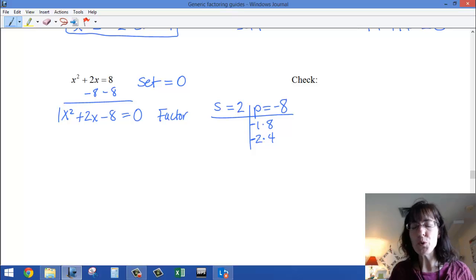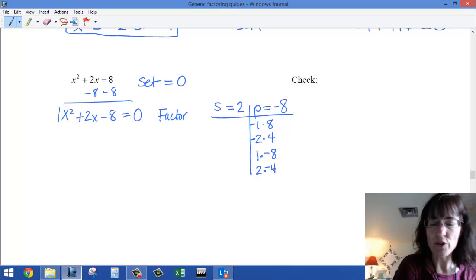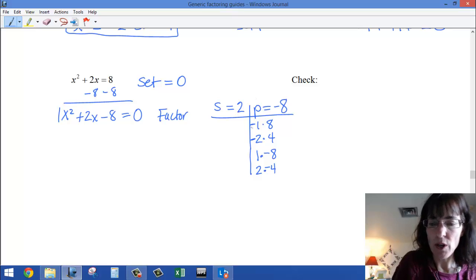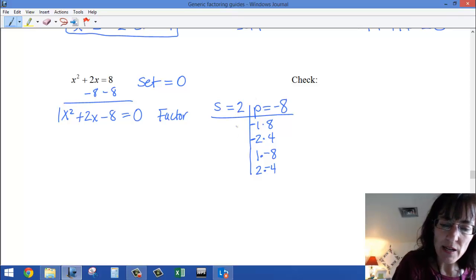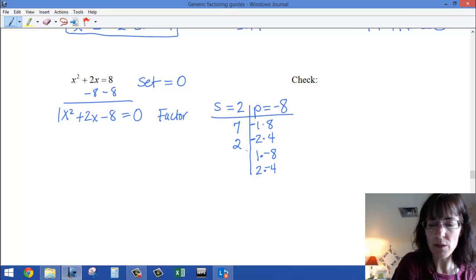Remember, if you're not sure, you can go ahead and write out both possibilities. So there are the ones I think are going to work, but I can also try 1 times -8 and 2 times -4, just to be sure. And I want the pair that comes out to a positive 2. When I add -1 plus 8, I get a positive 7. And when I add -2 plus 4, I get a positive 2. And that is the positive 2 I'm after.